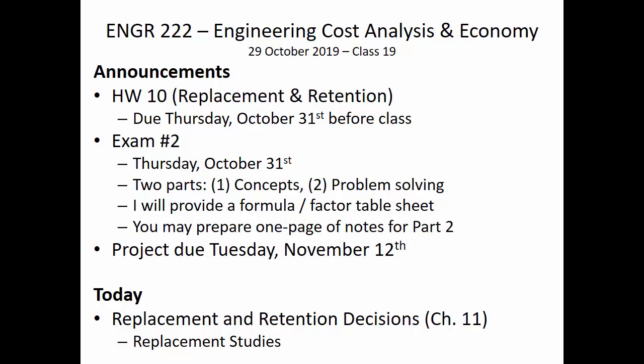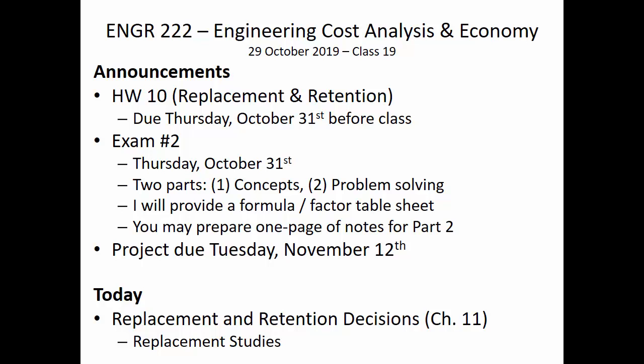Also on Thursday, homework number 10 is due. And we're going to do another economic service life oriented in-class exercise today. And so that assignment that you have due, replacement and retention, is related to the economic service life that we covered last week.